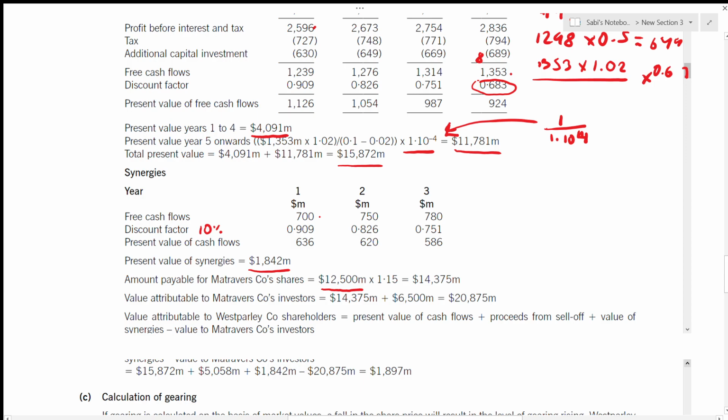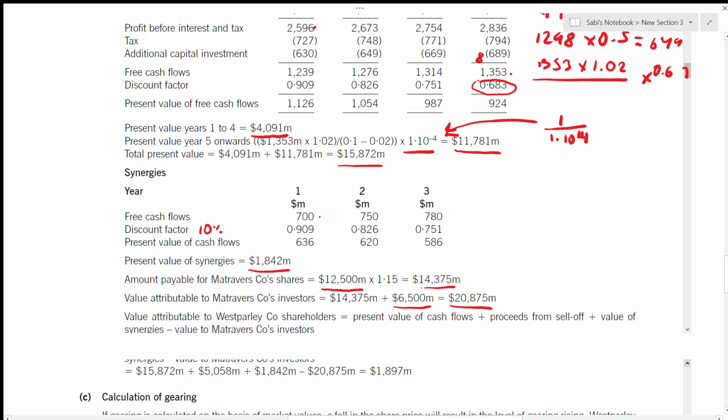Now, this is the amount which you are going to pay for the shares, but what is the value of Matt Trevor, just the individual company? You have to find the individual company value, right? So the value which is attributed to Matt Trevor's investors is this. This plus 6,500. This 6,500 is your debt. Don't forget about the debt. There has been a debt also in Matt Trevor's company. So this is the total value of Matt Trevor.